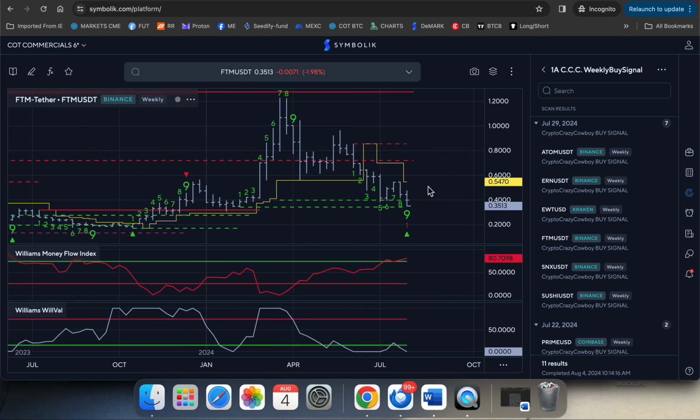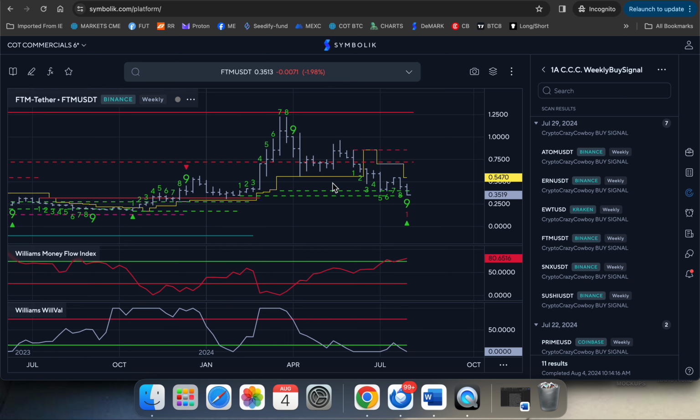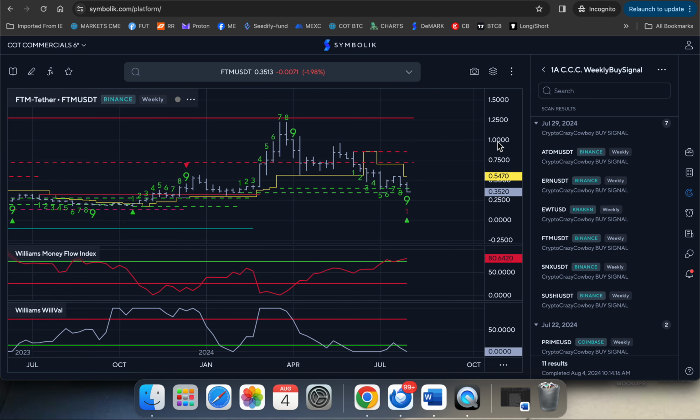Let's see if we got anything on a weekly on FTM. Here we go. Maybe say 34, 35 cents. You get dollar cost average down to, say, 27, 28 cents, even on down to 17 cents, even as low as 13 cents, if you wanted to. I'd put in four or five different orders, and you might get something. It's not going to go negative, I don't think, but let's say go bankrupt.